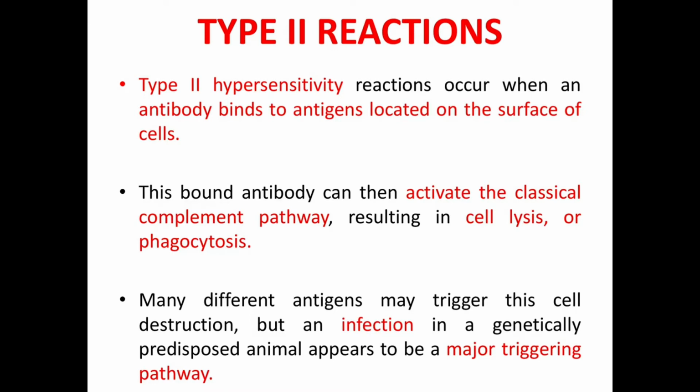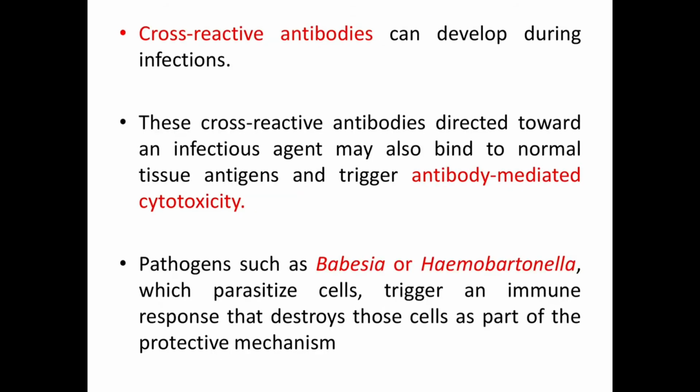So now moving on to type 2. Type 2 hypersensitivity reactions occur when antibody binds to antigen located on the surface of a cell. This bound antibody can then activate the classical complement pathway, resulting in cell lysis or phagocytosis. Many different antigens may trigger this cell destruction, but an infection in a genetically predisposed animal appears to be a major triggering pathway. And cross-reactive antibodies can develop during infections.